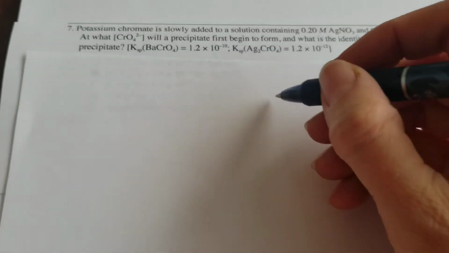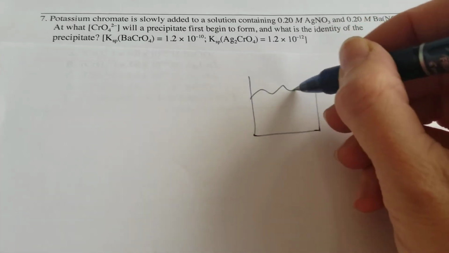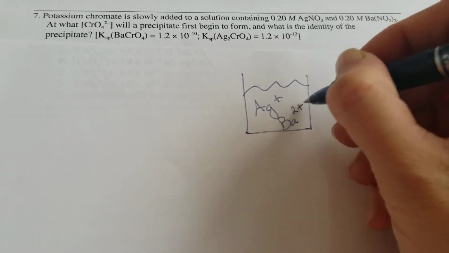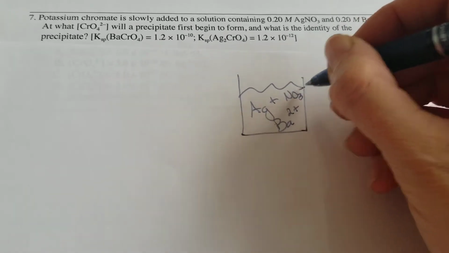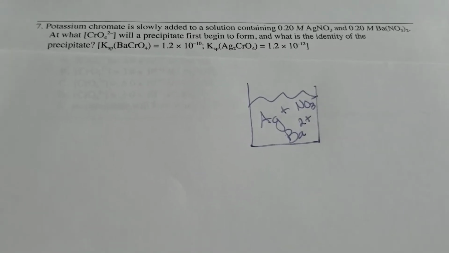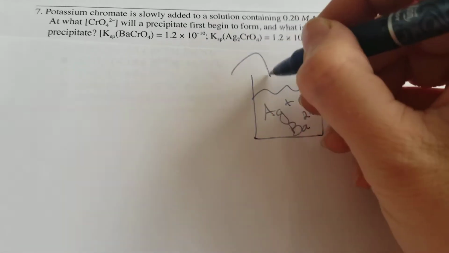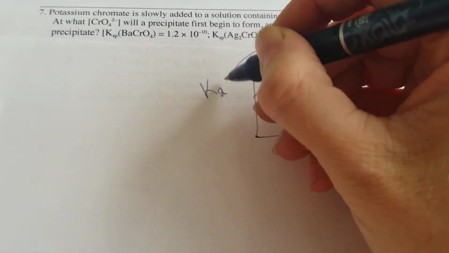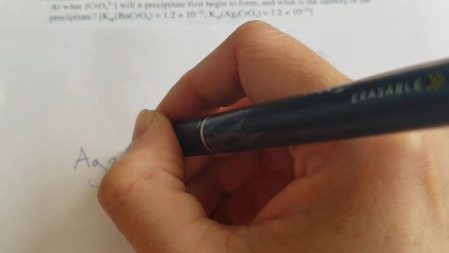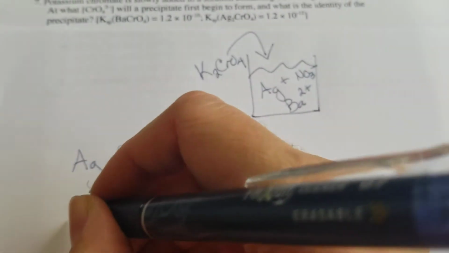what you can see is that we have things already in a beaker. So let's go ahead and draw our beaker. And we already have silver in here and barium in here. Yes, there's also nitrate in here, that too. Now, what's going to happen though is we're going to add in chromate. And yes, it is technically potassium chromate. But what's going to happen is we have the potential to form either silver chromate or barium chromate.